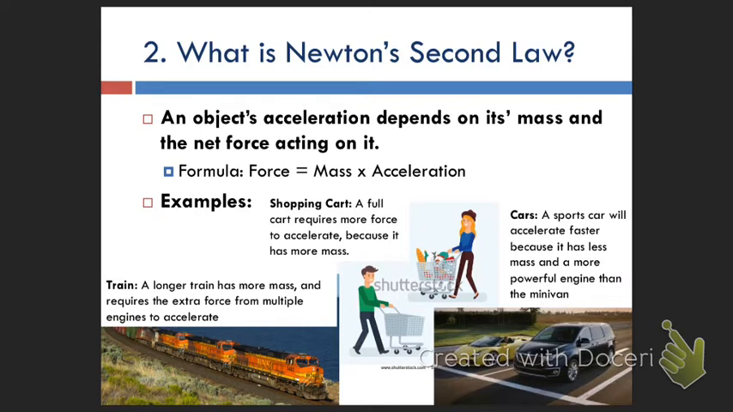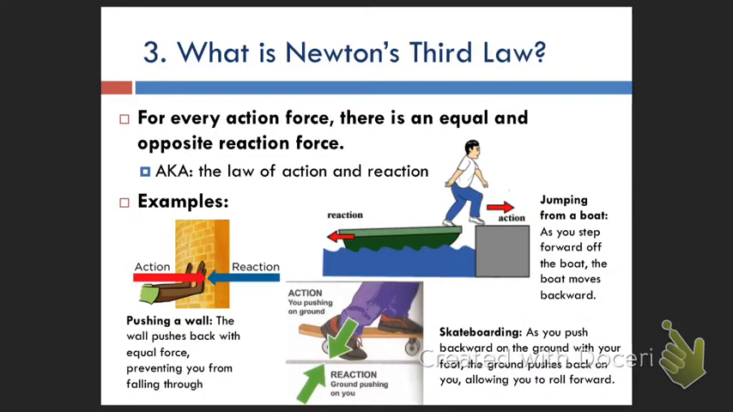Same thing on the right-hand side with the sports car versus the minivan. You can probably imagine that the sports car is going to pass the minivan quite easily. A couple of reasons why: it has less mass than the minivan, and it's able to generate more force through the type of engine that it has. And so that's where we can see Newton's second law of motion. The last one is known as the action-reaction forces. For every action, there's an equal but opposite reaction.